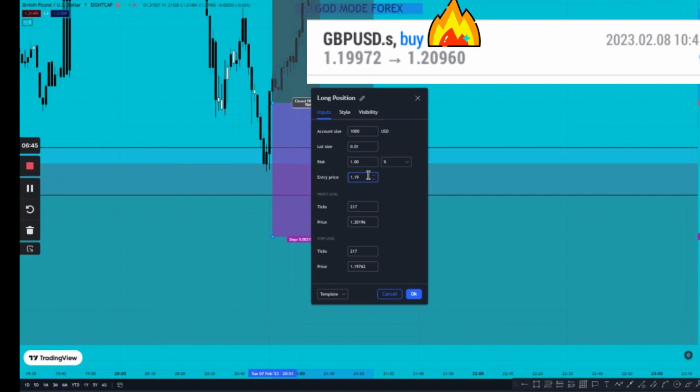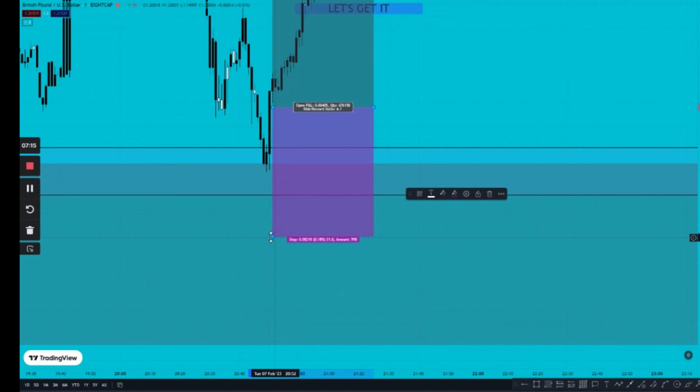Now my entry was at 199.72. That's where my entry is, and that's actually where I closed the trade. Not really my take profit, but that's where I closed the trade at 960. And then we had our stop loss just right there, just right here.